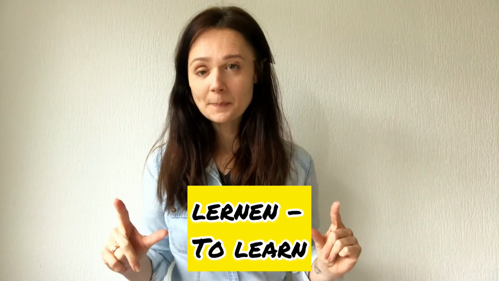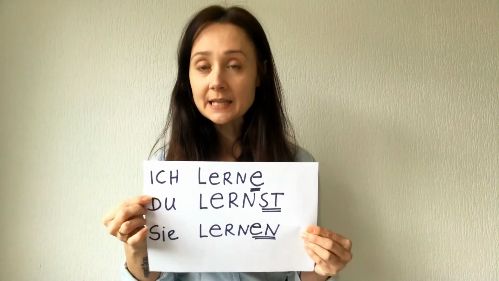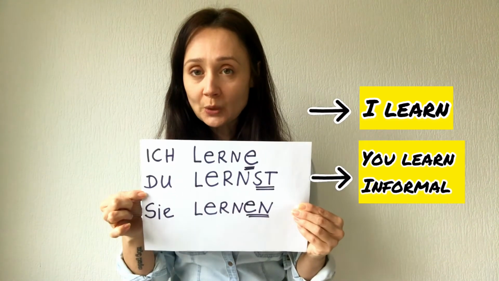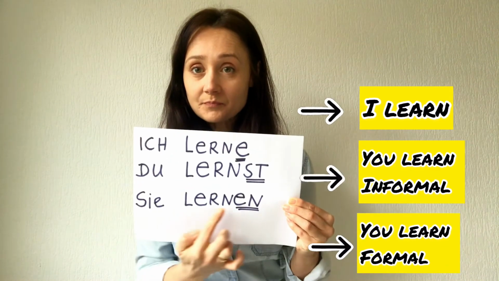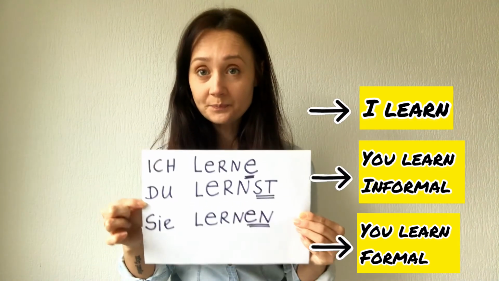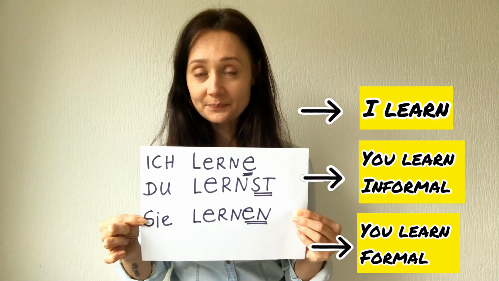Okay, now let's move to the second verb. To learn, lernen, lernen. So to say I learn or you learn, formal, informal, as we did before for the verb to speak, you would say ich lerne. Ich lerne, E at the end. Du lernst, you learn. Und Sie lernen. Sie lernen, that's the formal way. Ich lerne, I learn. Du lernst, you learn. Sie lernen, you learn.